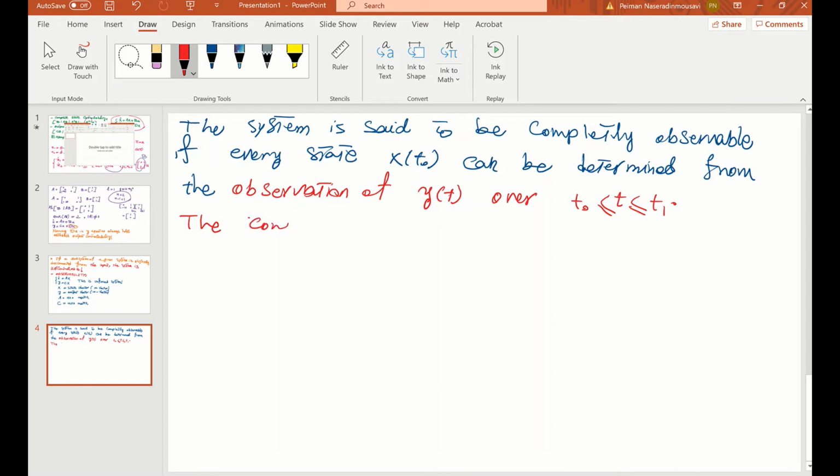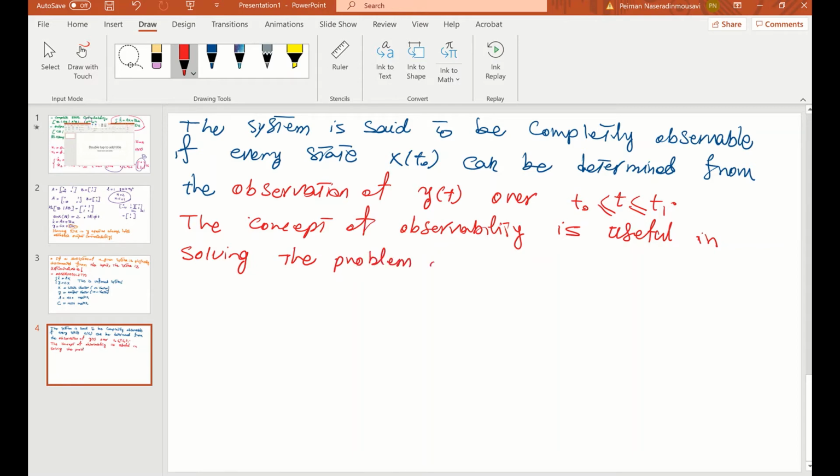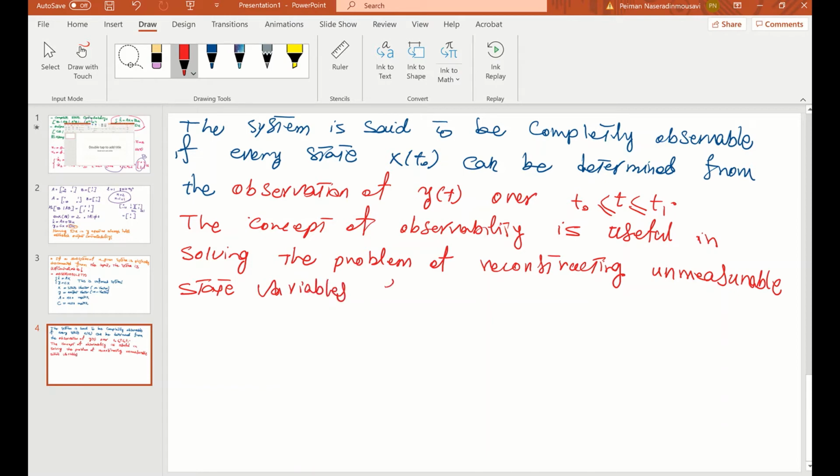The concept of observability is useful in solving the problem of reconstructing unmeasurable state variables from measurable variables. Okay, clear?